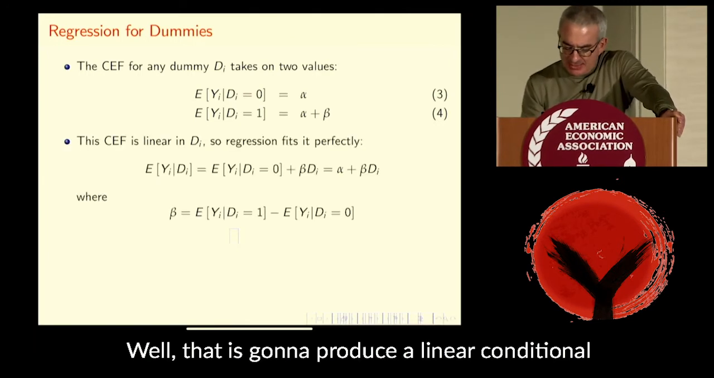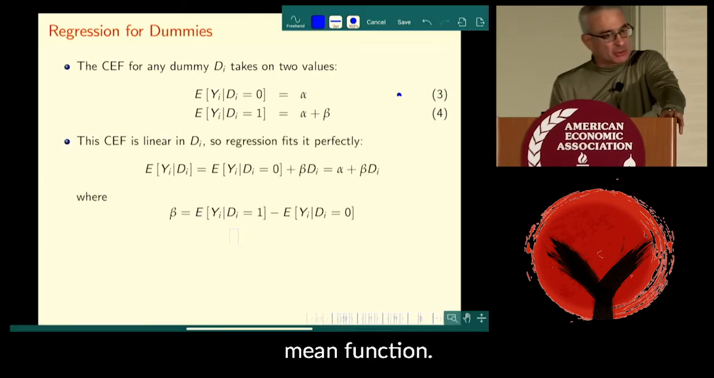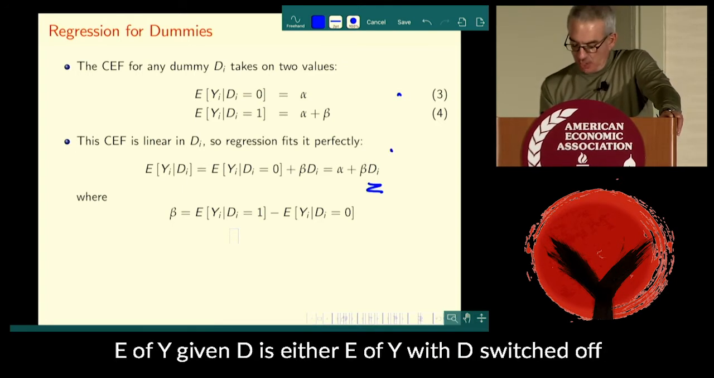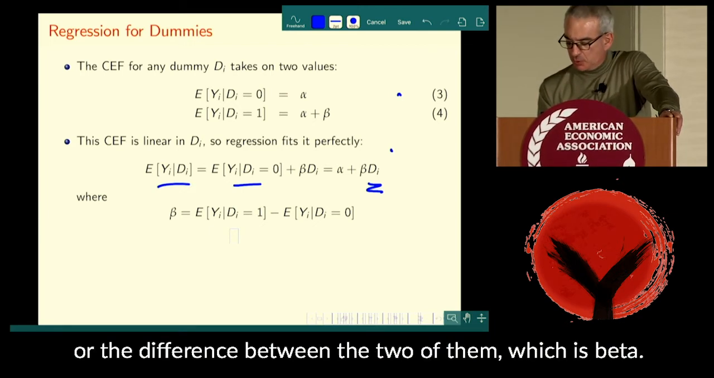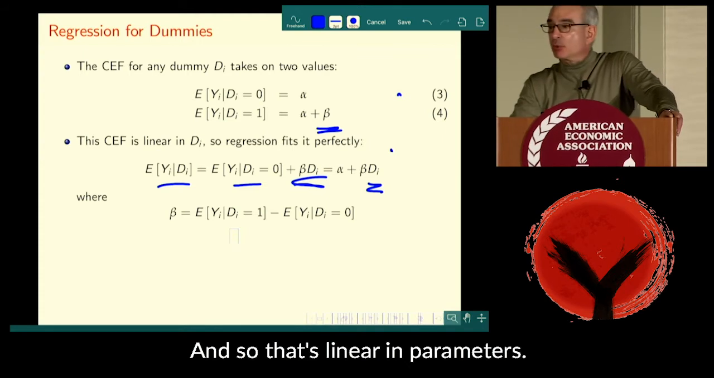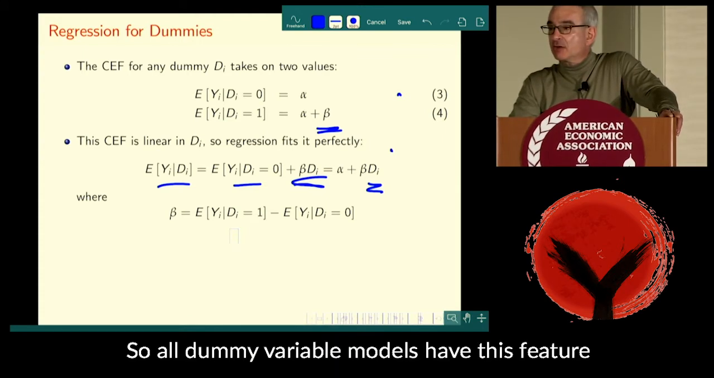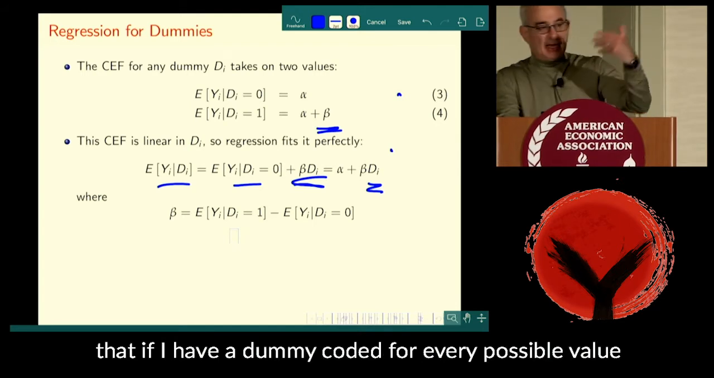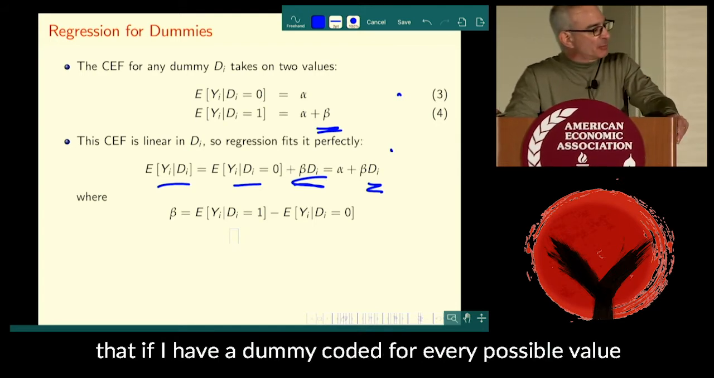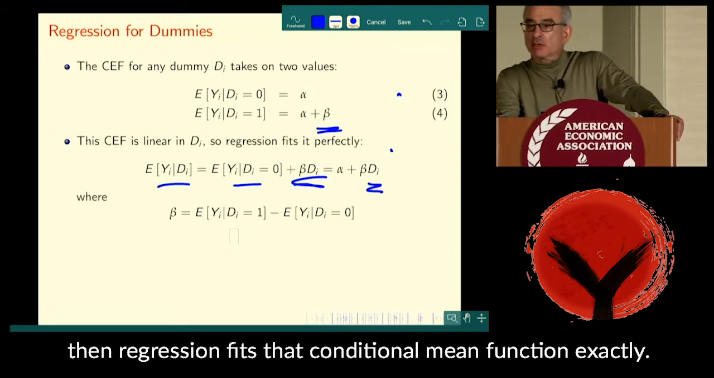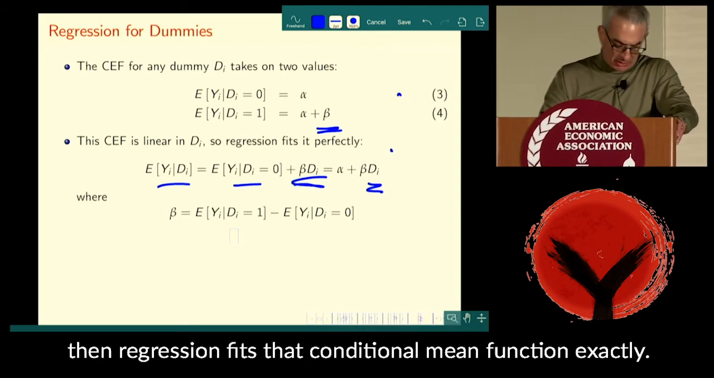Well, that is going to produce a linear conditional mean function. It's a linear function of D. E of y given d is either E of y with d switched off or the difference between the two of them, which is beta. And so that's linear in parameters. So all dummy variable models have this feature that if I have a dummy coded for every possible value in the conditioning set, here there's only 2, then regression fits that conditional mean function exactly.